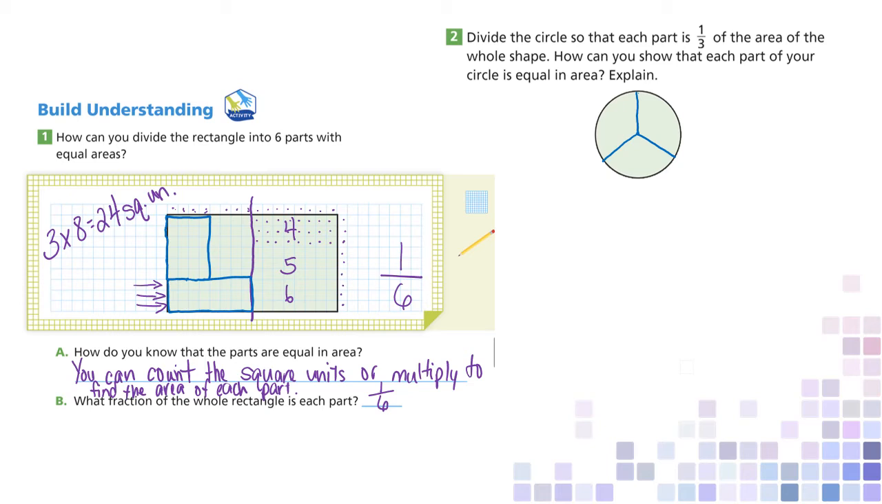And Tyler, what would you do to show that the parts are the same, that they have the same area? I would cut them up and see if they're the same size. Oh, good. So you would do what we did yesterday. You could cut up these parts, and if you layered them, you would see if they're the same size. Okay, good job.